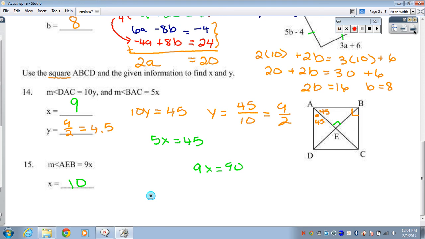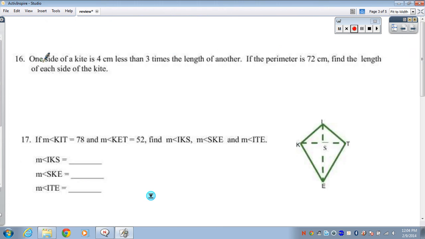Number 16. One side of a kite is 4 centimeters less than 3 times the length of another. So I'm going to let this side be x, and I know this side is congruent to it, so this side is also x. Well, it says this other side is 4 centimeters less than 3 times, so this is going to be 3x minus 4, which means this one's also going to be 3x minus 4.